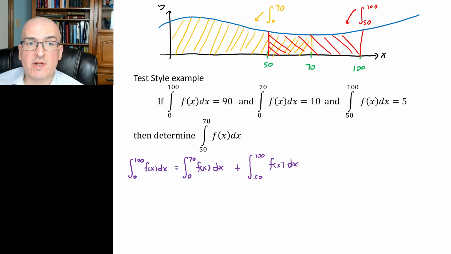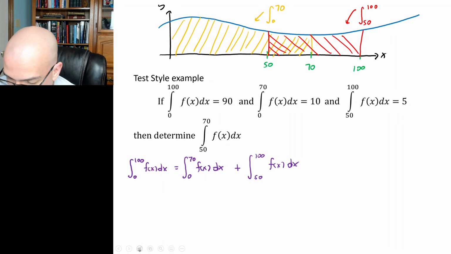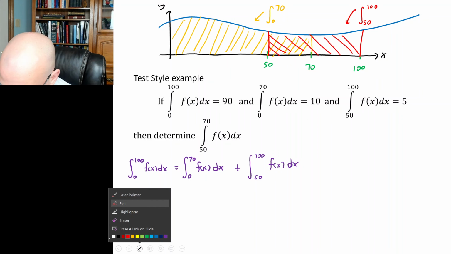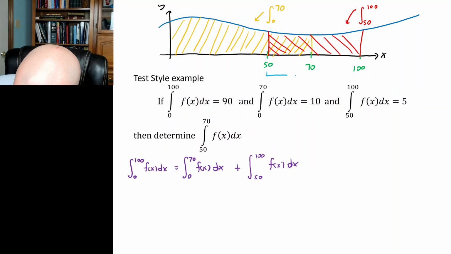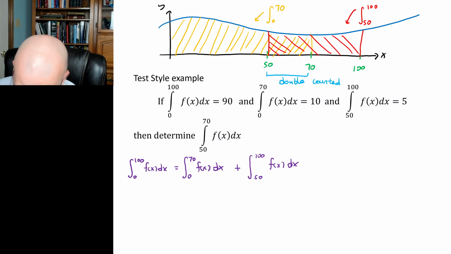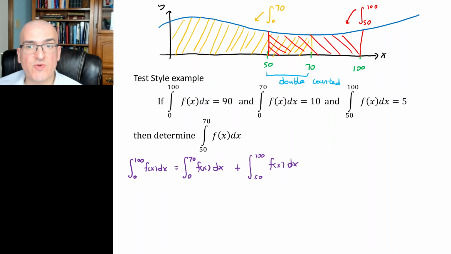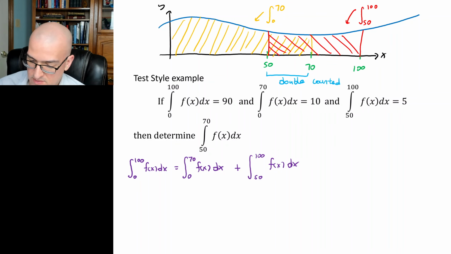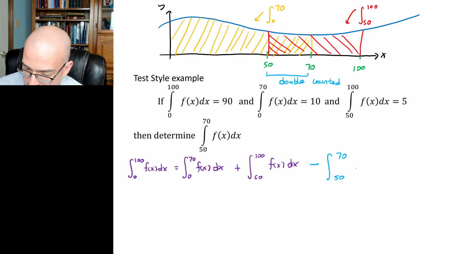And look at that region in the middle that we're double counting. We are double counting the integral from 50 to 70. This is double counted. So we need to subtract one of it. So minus the integral from 50 to 70 of f of x dx.